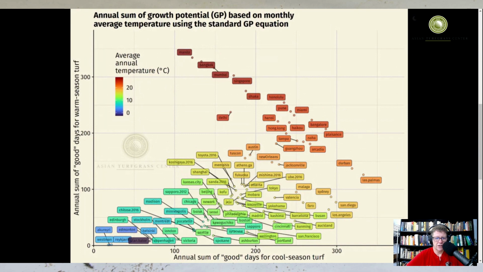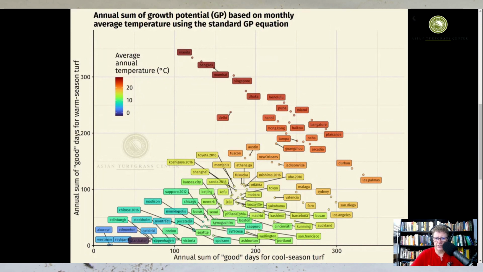Those places are all in the range of something like 20 up to 100. And then the places at the highest for annual sum of days for cool season turf include Durban, South Africa, Las Palmas in the Canary Islands, Sydney, Australia, San Diego, Los Angeles, Faro, Malaga. Those are all places with something like 250 or more for cool season turf.